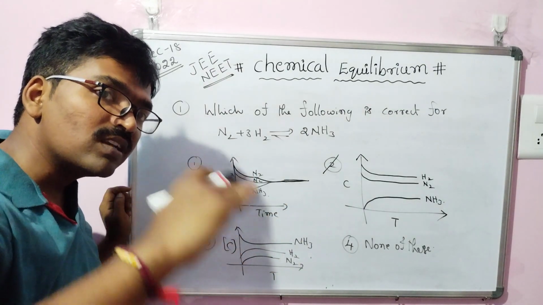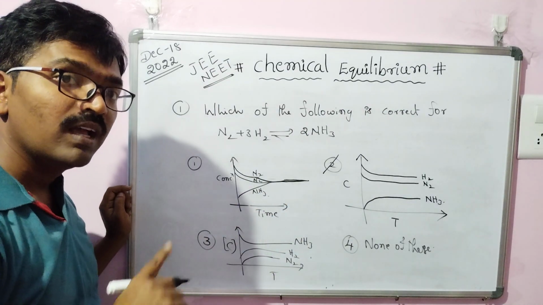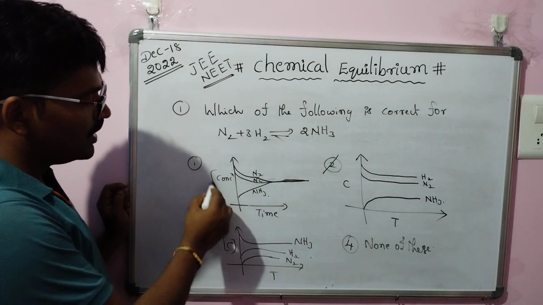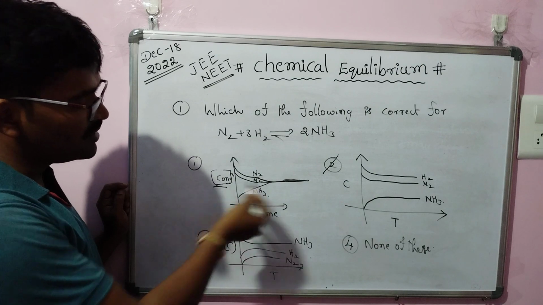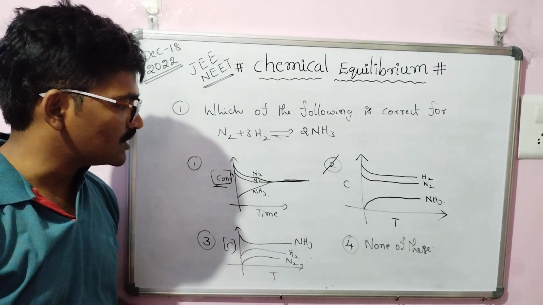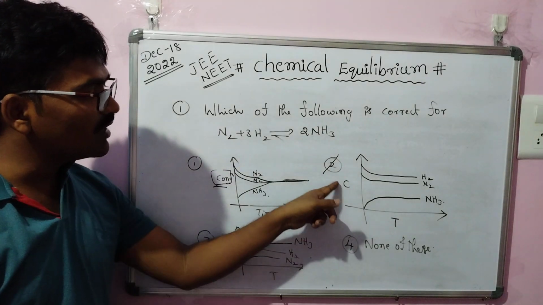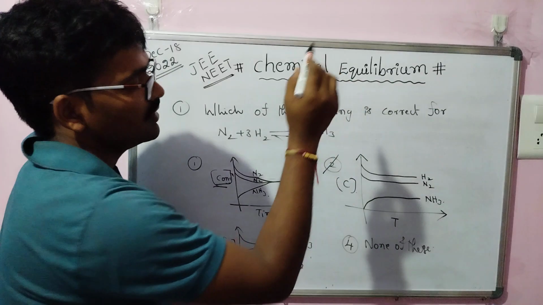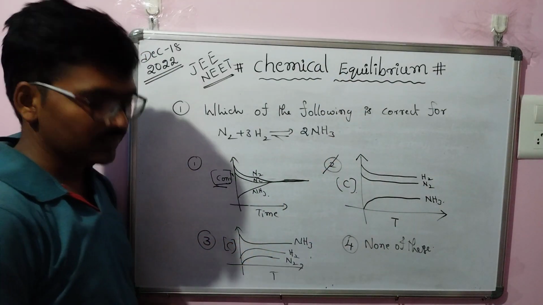Concentrations are constant but not equal. The rate of reaction is equal, that you have to remember. When the rate of reaction is given, then it is okay: the rate of forward and the rate of backward reaction are equal. Now they have given concentration and time, so at that time you have to take this as the correct answer. Understand?